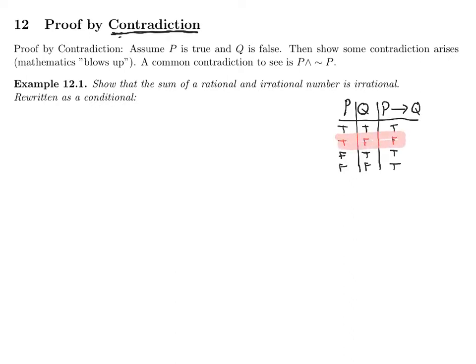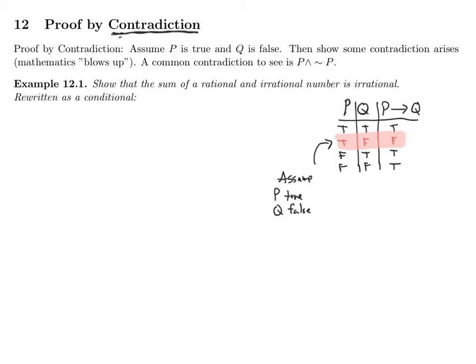So here is indeed that dreaded row. And what we're going to do in a proof by contradiction is we're going to assume we're in this situation. Here we are. We're going to assume we're in this situation. So assume that P is true and Q is false. That's going to be our idea.